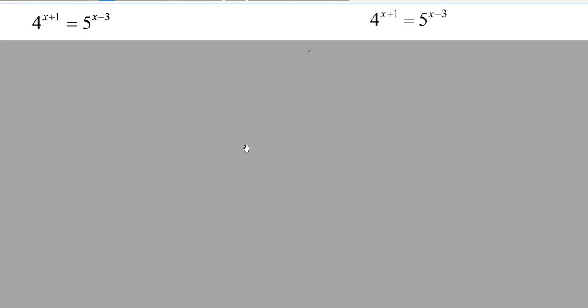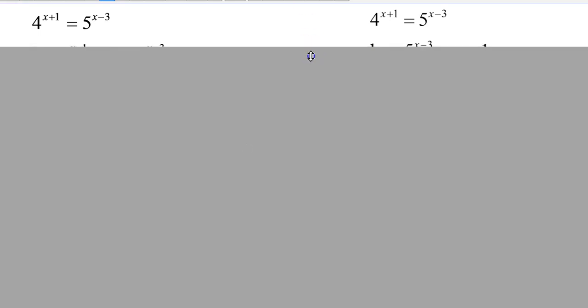Solving an exponential equation with exponents on both sides of the equation with two different bases is a little bit more complicated, but very doable. I'm going to show you actually three different ways to do this.